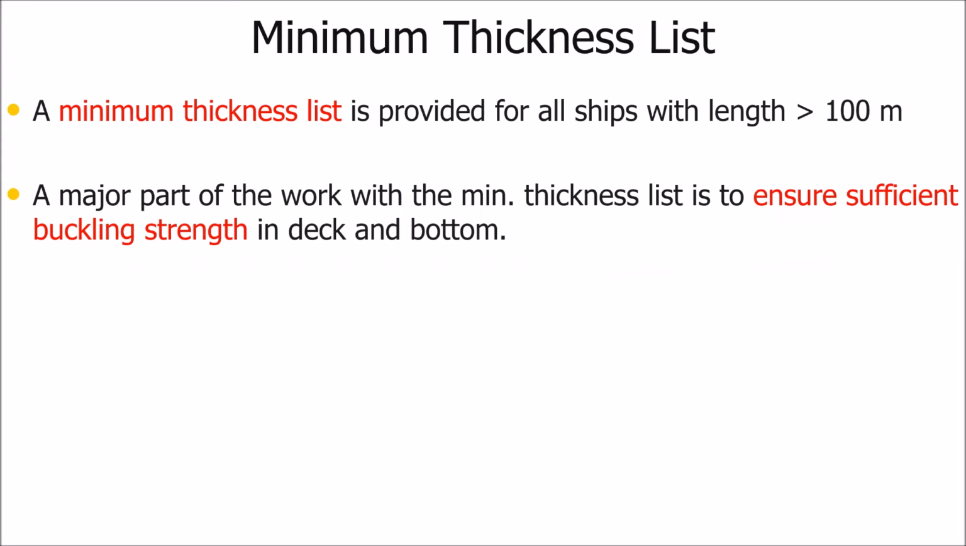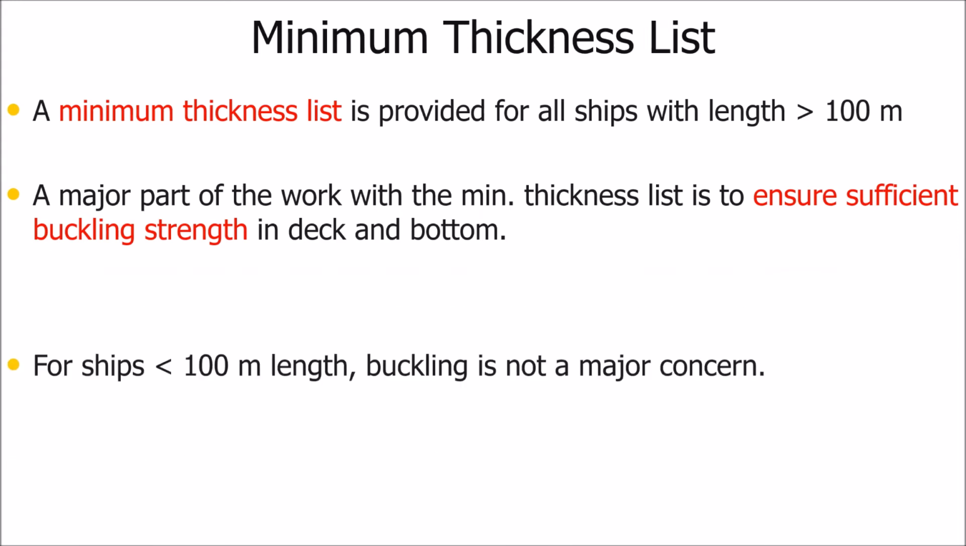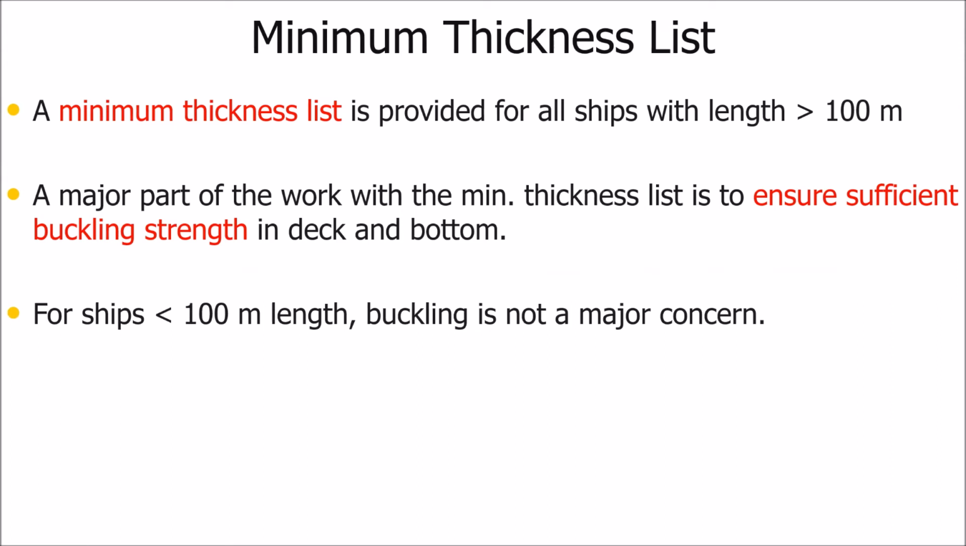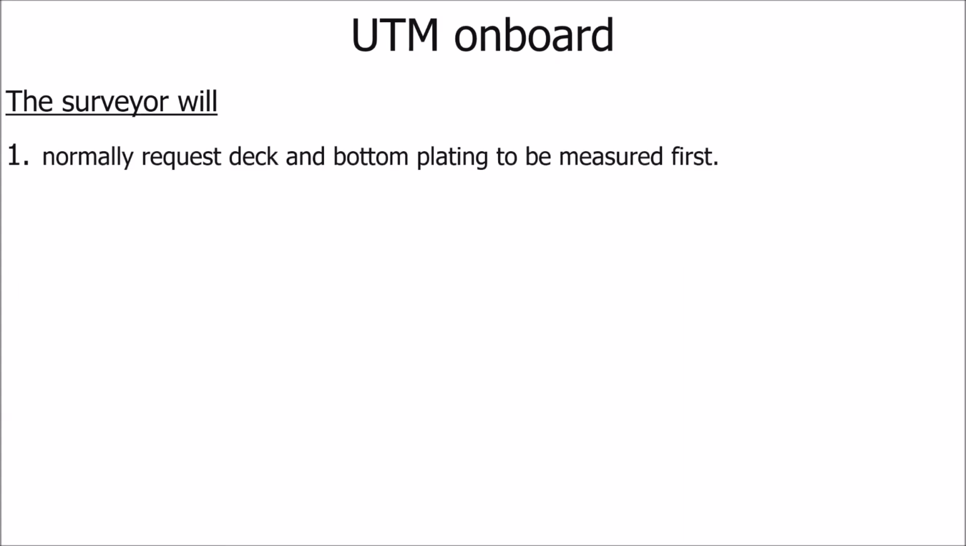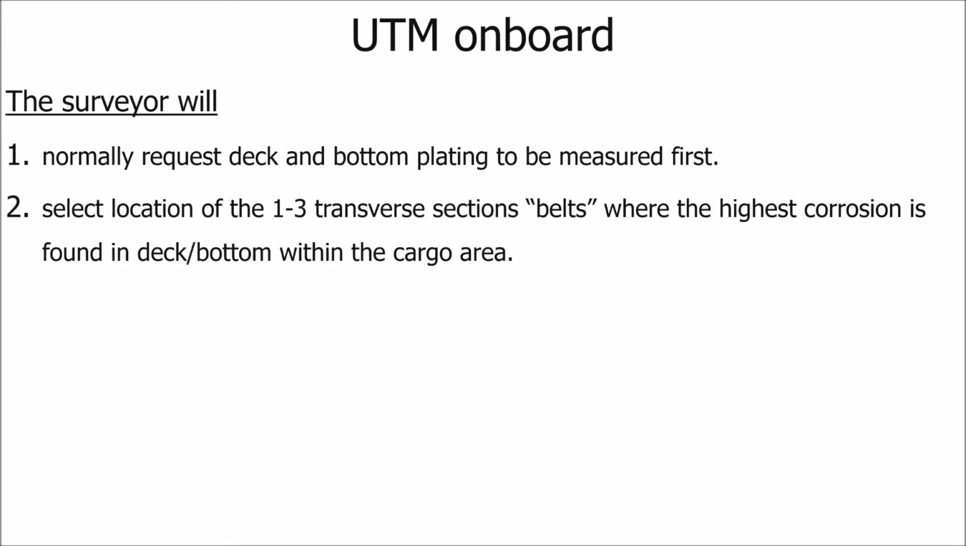For ships of less than 100 meters in length, the buckling usually is not a major problem, because we don't have the long ship bending forces in those smaller ships. And about the minimum thickness list, you will request deck and bottom plating to be measured first usually. And he would also suggest and propose the location of the 1 to 3 transverse section belts.